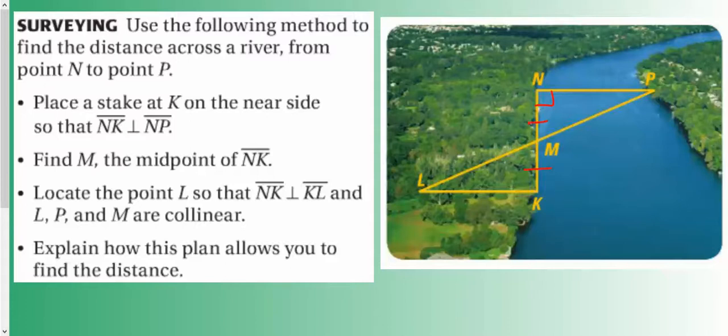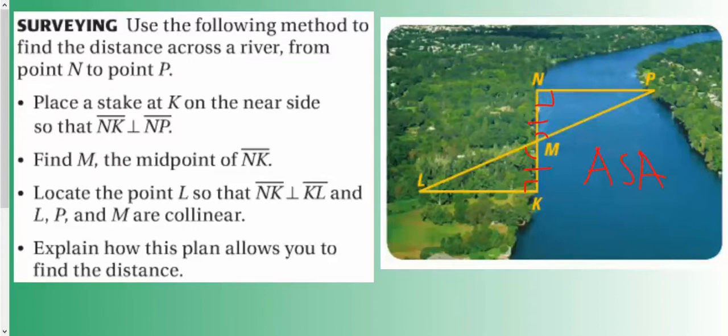And then locate the point on L so that NK is perpendicular to KL. So those two would be perpendicular then, based off of step number 3. Explain how this allows you to find the distance across the river. Well, we know that these two are vertical angles there, and the two triangles are congruent by angle, side, angle.